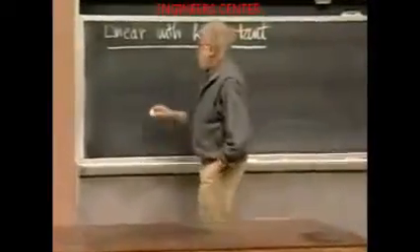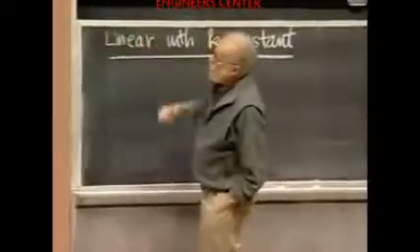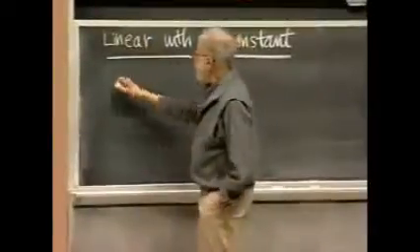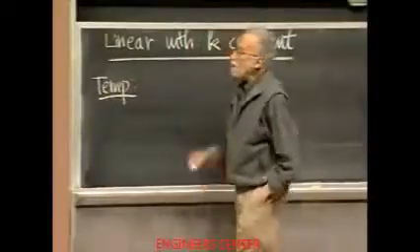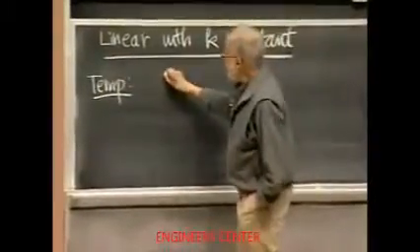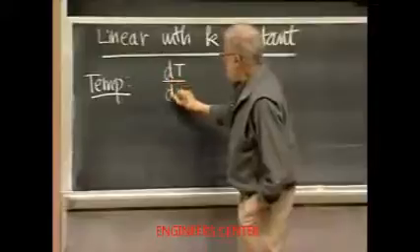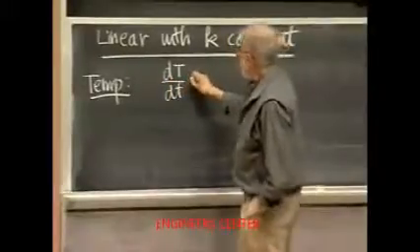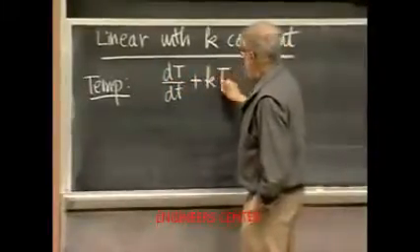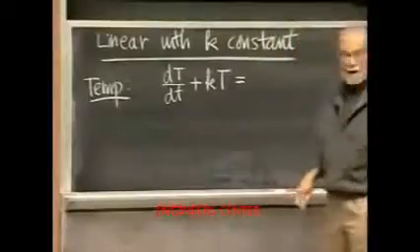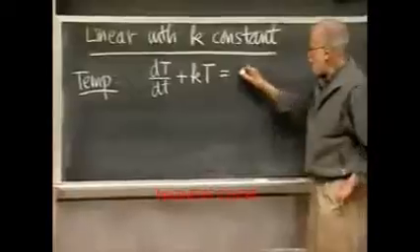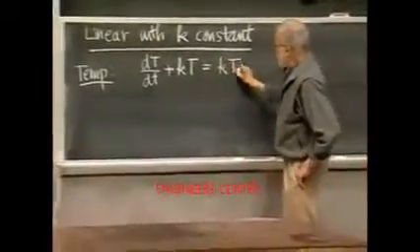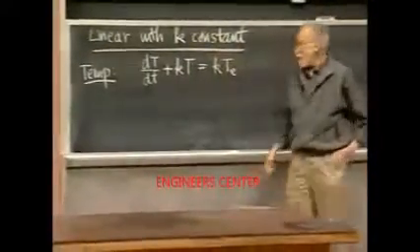So how is the thing going to look? Well, let's use the temperature model, for example. The temperature model equation will be dT/dt plus kT is equal to, now notice on the right-hand side, this is a common error, you don't put T_e, you have to put kT_e, because that's what the equation says.